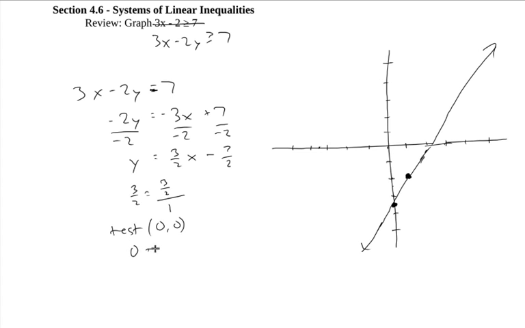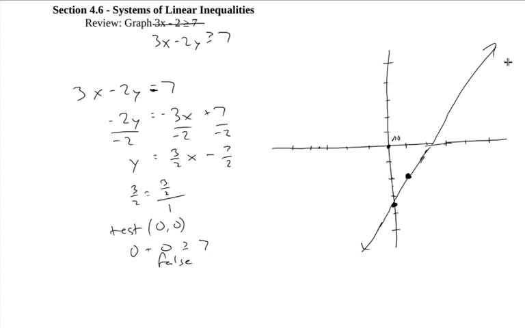If I do 0 plus 0 is greater than or equal to 7, like I said, my favorite point is the origin because I like plugging zeros in for both x and y. 3 times 0 is 0, 2 times 0 is 0. We just get 0 on the left-hand side of this inequality. And this is a false statement. 0 is not greater than or equal to 7, which means that this point, the origin right here, does not satisfy the inequality.